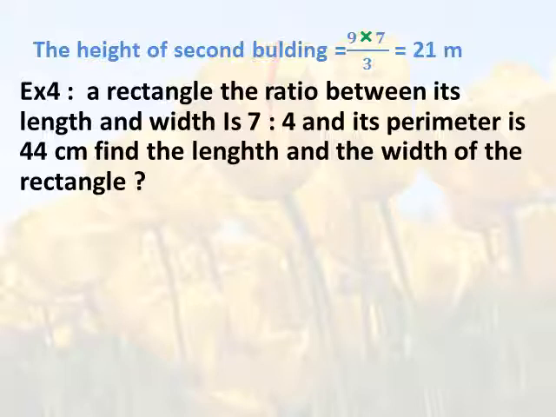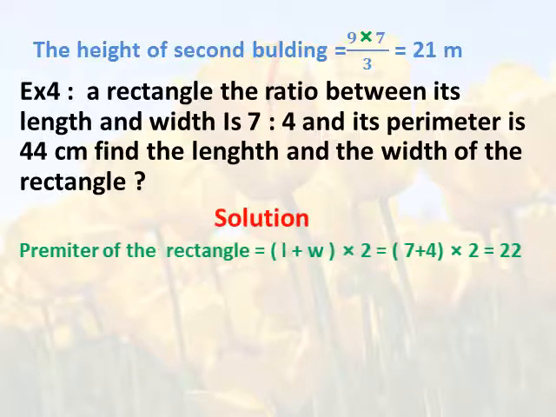For the rectangle, I know its perimeter and I know the ratio between length and width. Firstly, I will get the ratio of the perimeter. How can I get it? By using the ratio of length and width. Ratio of length 7, ratio of width 4. Solution: the perimeter of a rectangle equals length plus width in brackets times 2.